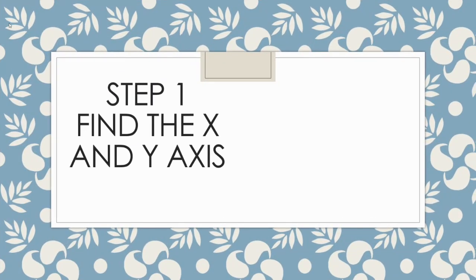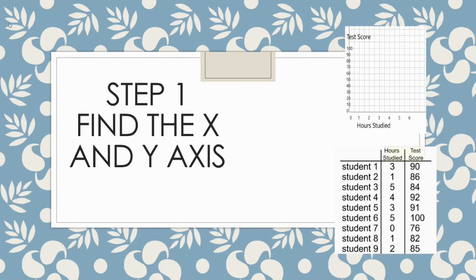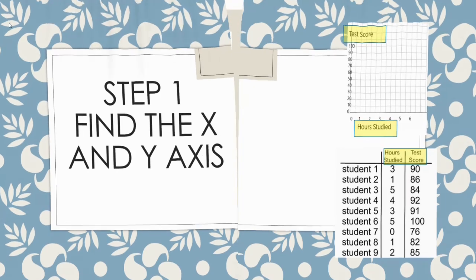Step 1, we need to find our axes. So if we look at our data, here are two labels for our axes, the hours studied and the final test score. I put the hours studied on the x-axis because I feel that it's what controlled the other one. The variable that controls is the one that should go on the x-axis. So my test score, that's what's being controlled, it goes on the y-axis.